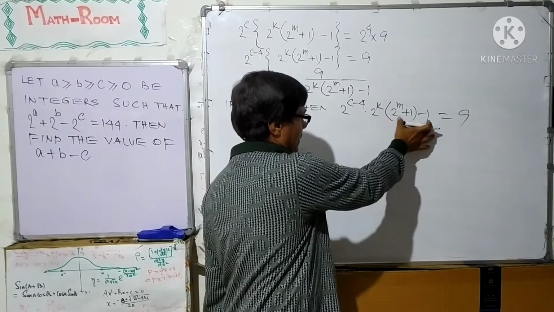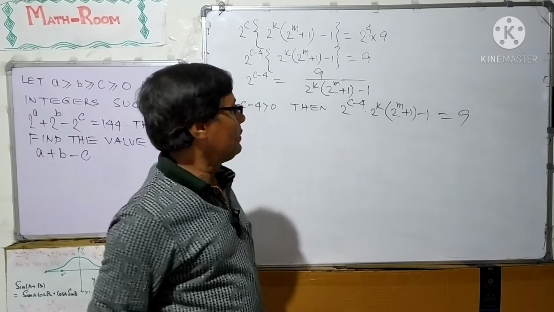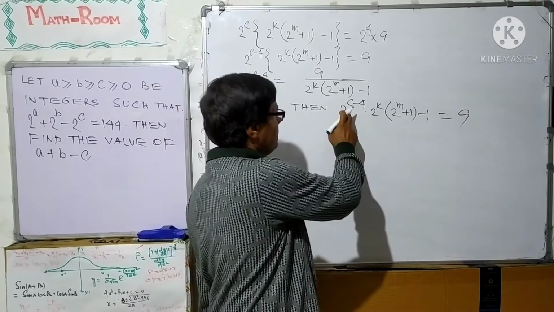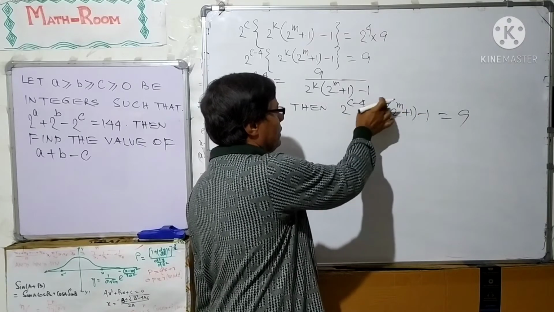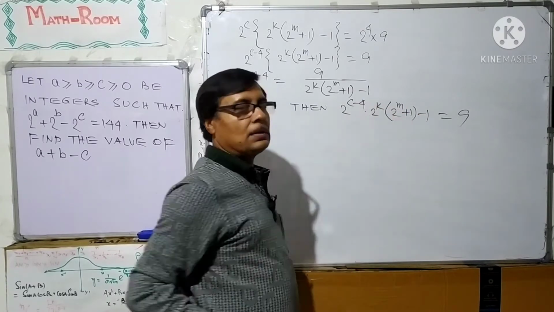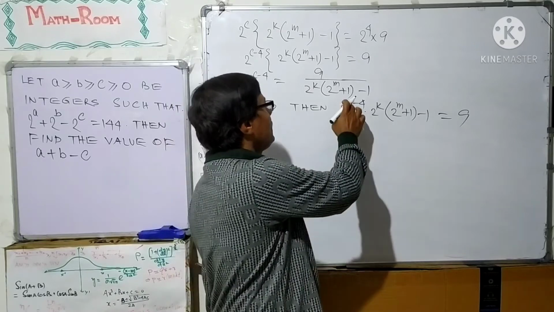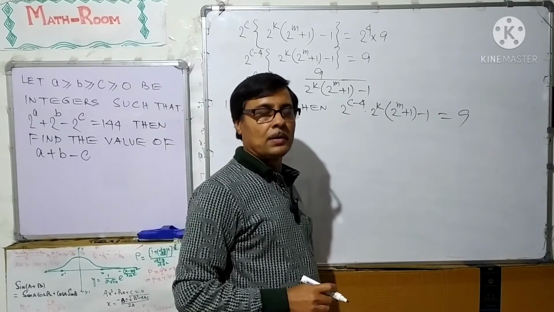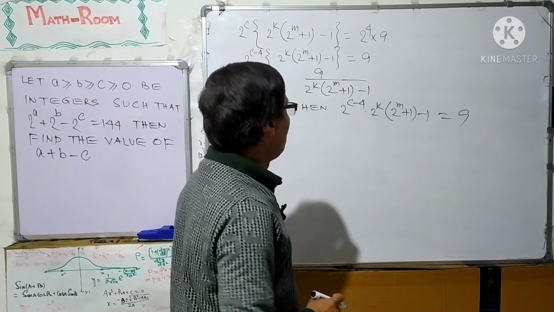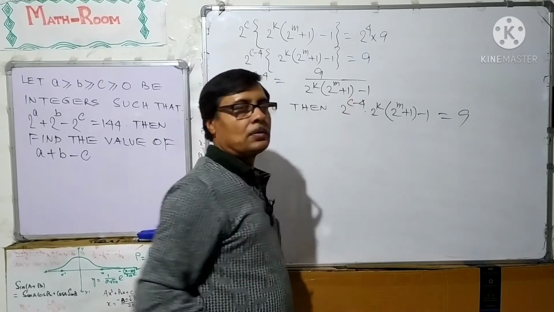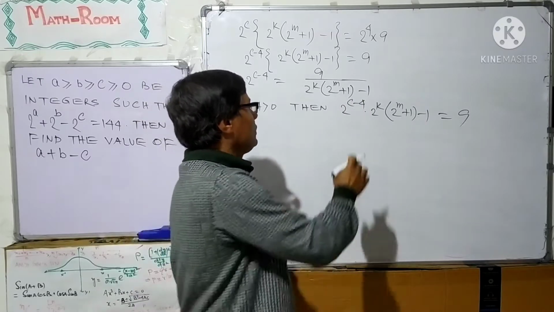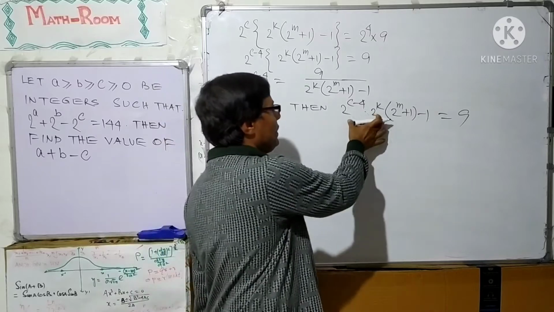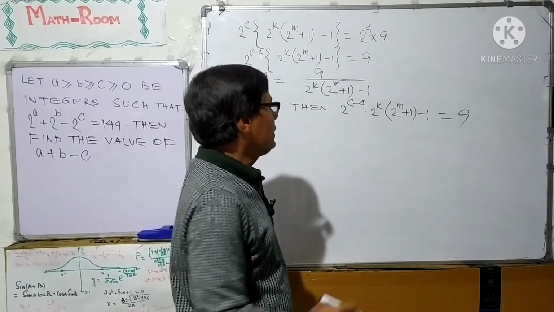But this number is an even number, because 2 to the power c minus 4 is multiplied by this number. So, this number has a divisor 2, because 2 to the power c minus 4 can be 2, 4, 8, 16, etc. and the lowest value of 2 to the power c minus 4 is 2. So, this number has a minimum divisor 2.